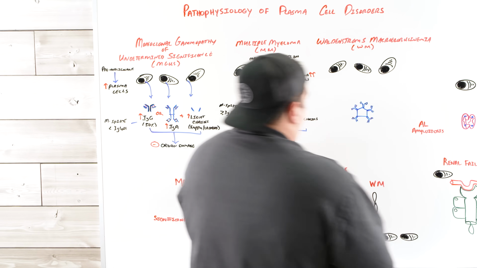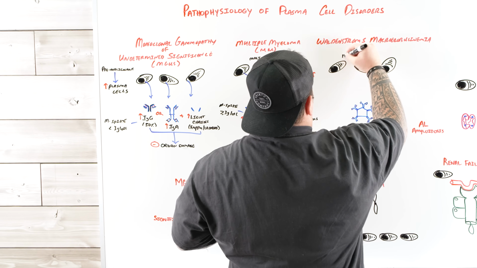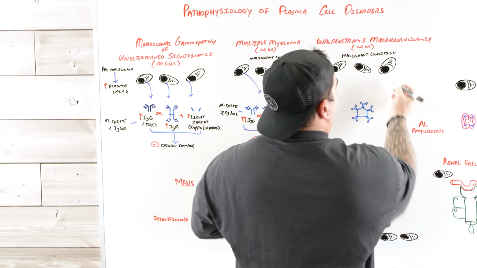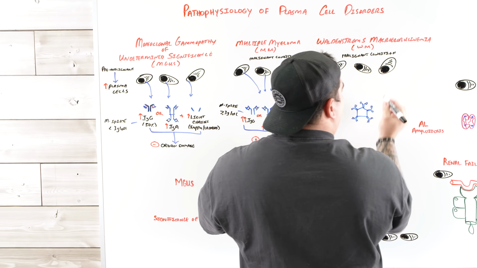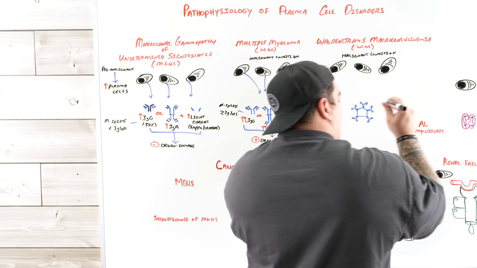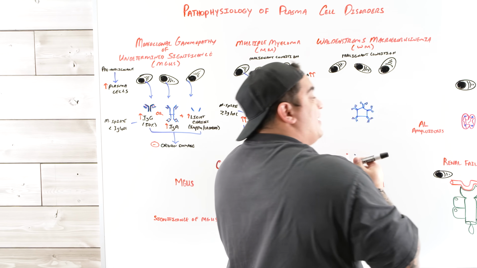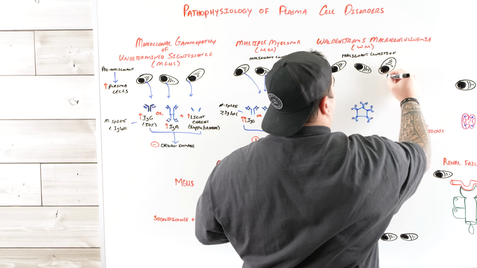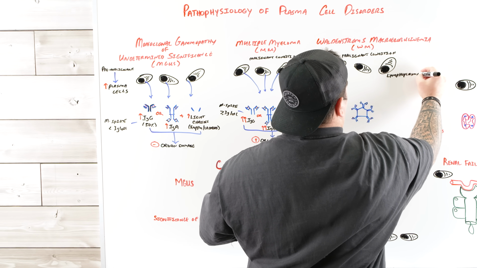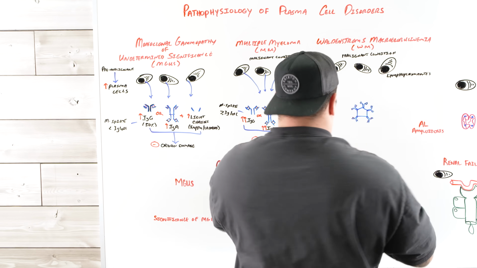Waldenström's. This one's a malignant condition as well. And what happens with this one is it's technically a tweener. What I mean is you have like a B cell and a plasma cell. It's like a B cell that's trying to proliferate and differentiate into a plasma cell, but it doesn't completely differentiate. So we call these lymphoplasmacytes.